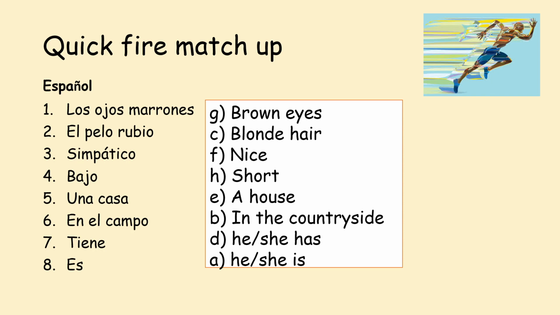Tiene is the verb he, she has, and es is the verb he, she is. And remember, we can also say es for it is, so it is interesting. Es interesante. Brilliant. Now let's go for number 2.